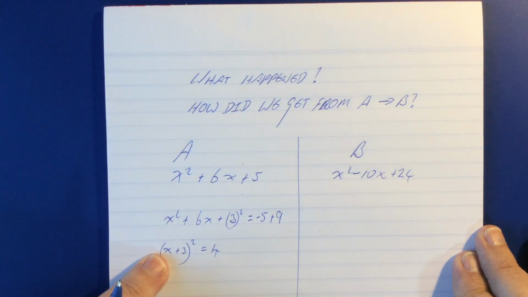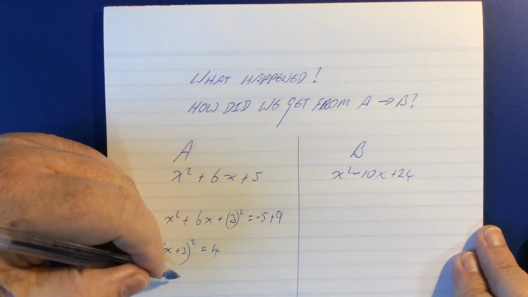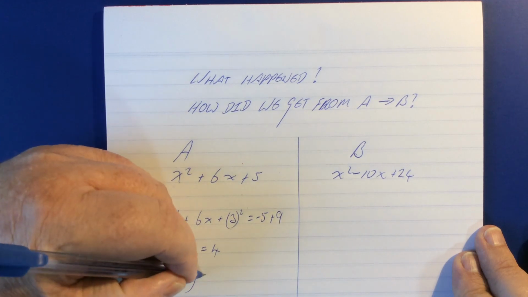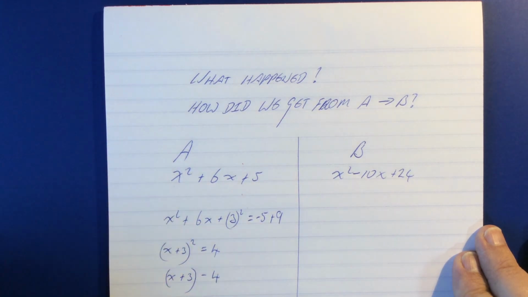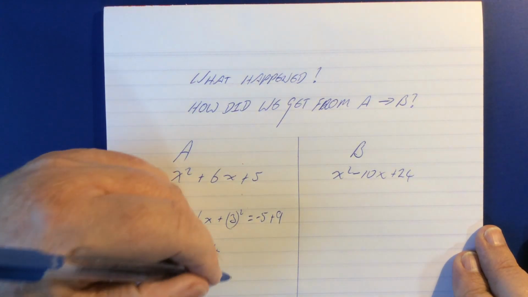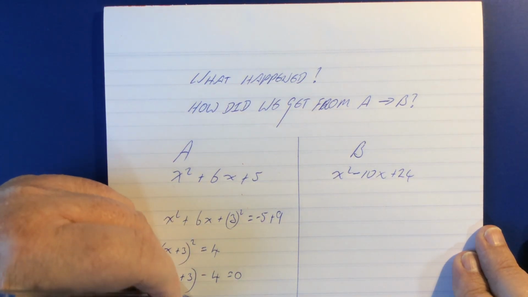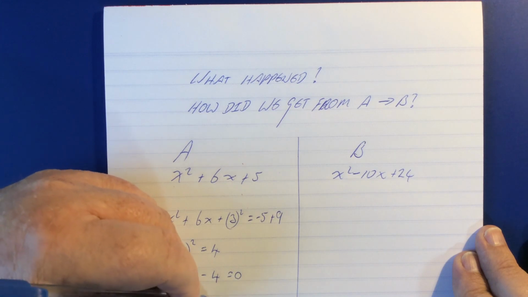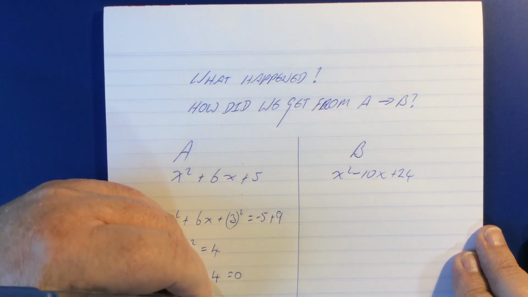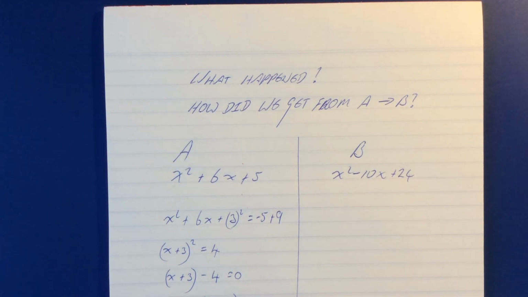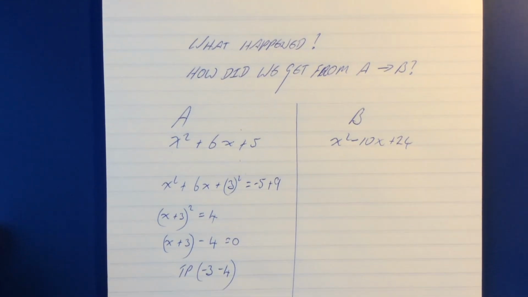And so if we're going to use this as a guide in turning point form, what it's going to look like is this. Okay, so that equals 0. And so we have a turning point at negative 3, negative 4. Now that gives us some really useful information.